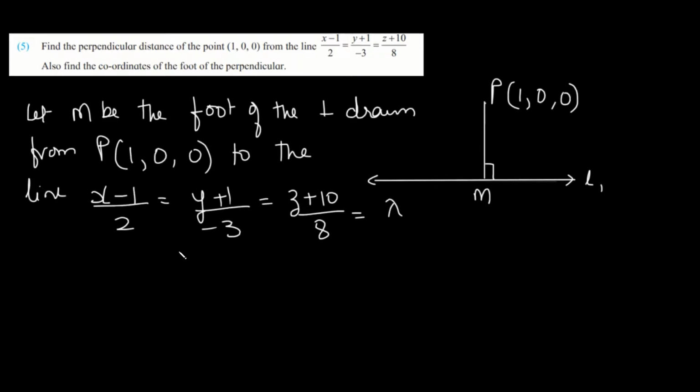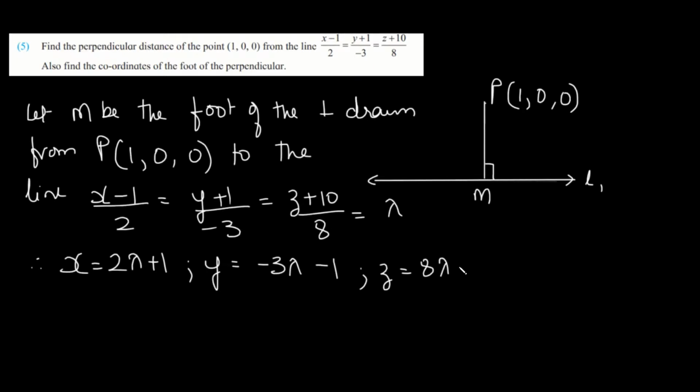Now M is a point on the line. So from this particular equation, we have x minus 1 upon 2 is lambda, so x is equal to 2 lambda plus 1. Similarly, y is equal to minus 3 lambda minus 1, and z is equal to 8 lambda minus 10.